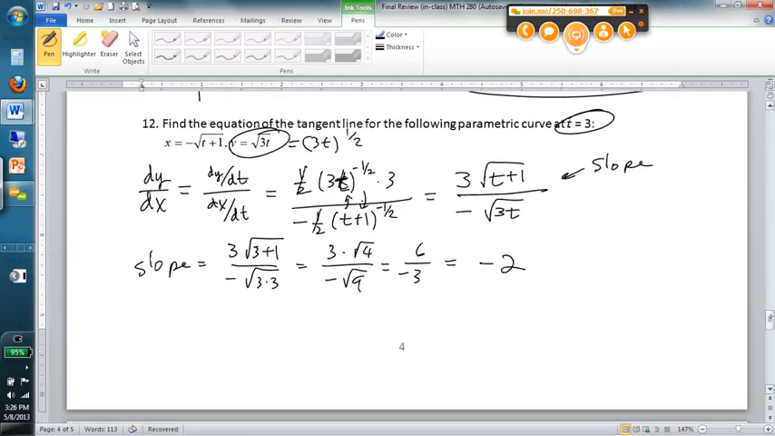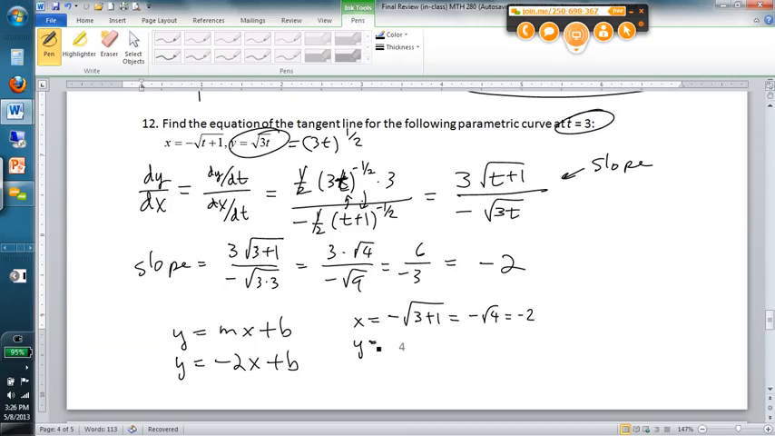The equation, y equals mx plus b, how do I get that? Well, m is negative 2. The b I need to figure out. And how do I do that? Well, I don't have x and y specified, but I can figure out x and y, can't I? At t equals 3, wouldn't x be negative the square root of 3 plus 1? That's negative square root of 4, that's negative 2. And the y at t equals 3 would be square root of 3 times 3, that's square root of 9, which is 3.